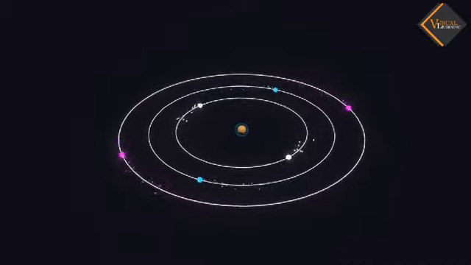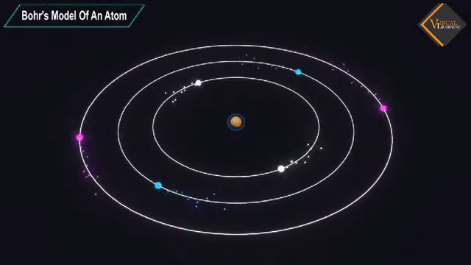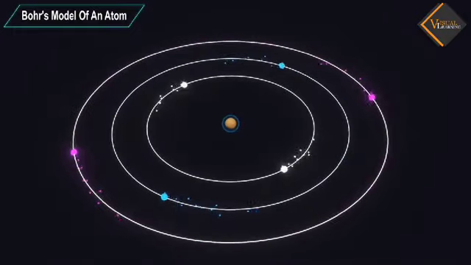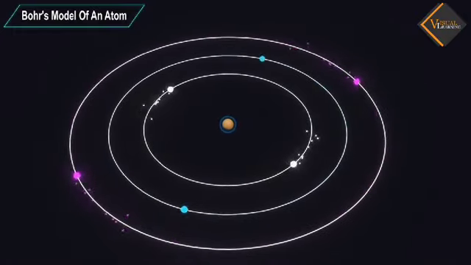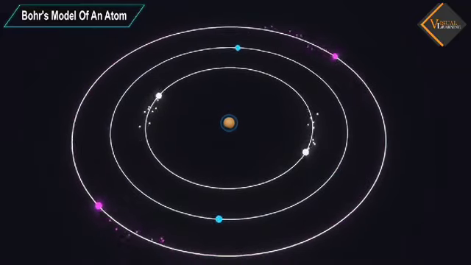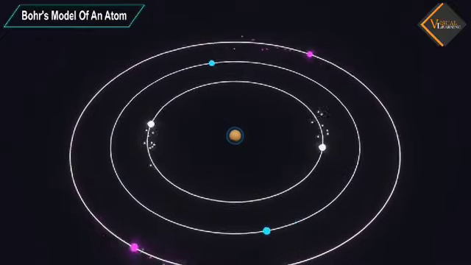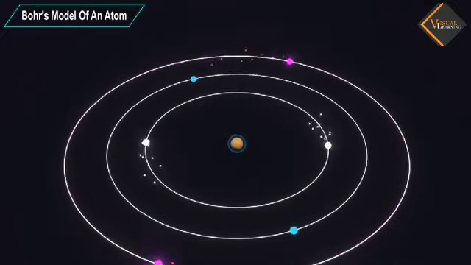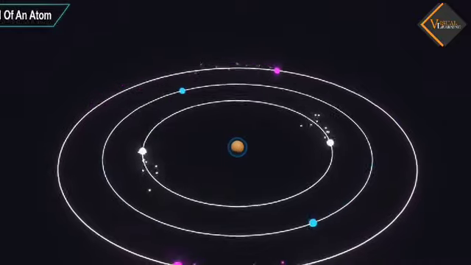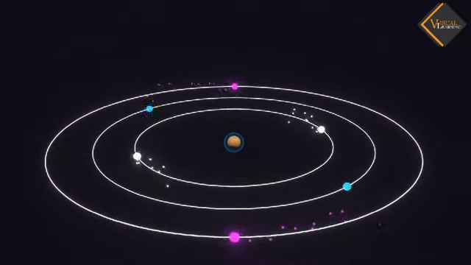In order to overcome the objections raised against Rutherford's model of the atom, the Bohr's model of the atom was proposed by Niels Bohr in 1915. Bohr theory modified the atomic structure model by explaining that electrons move in fixed orbitals and not anywhere in between. And he also explained that each orbit has a fixed energy.